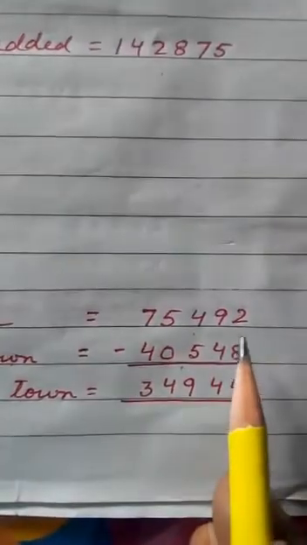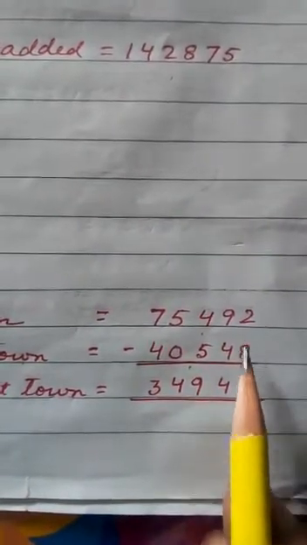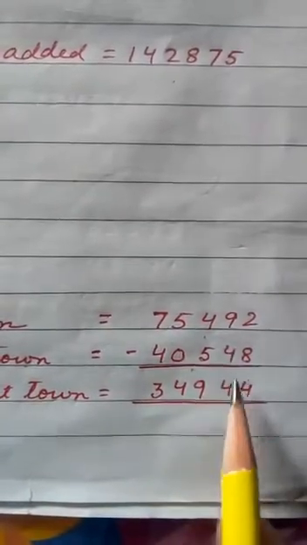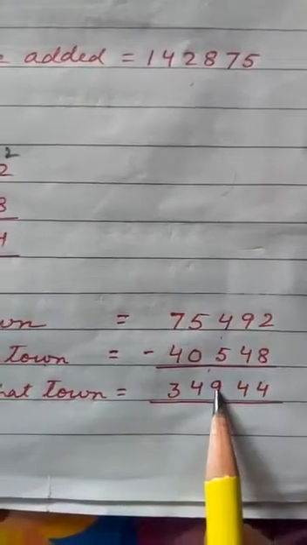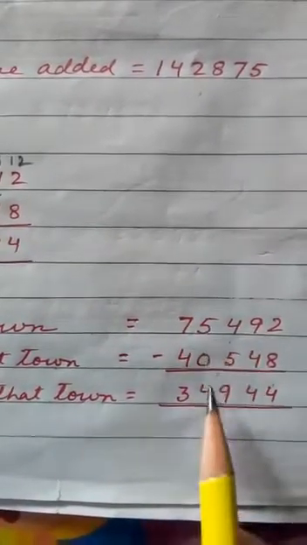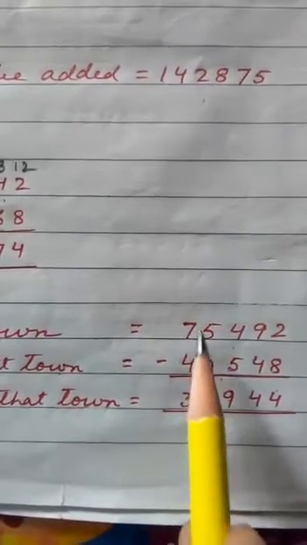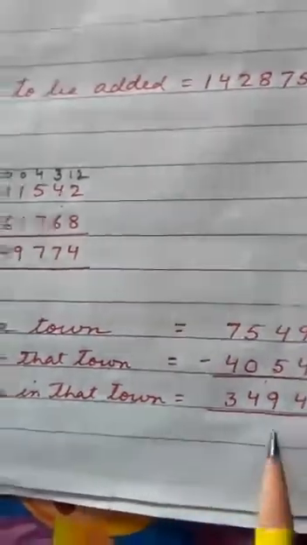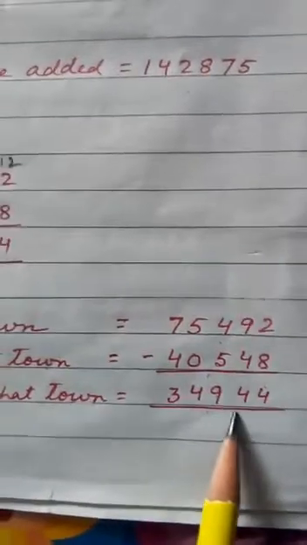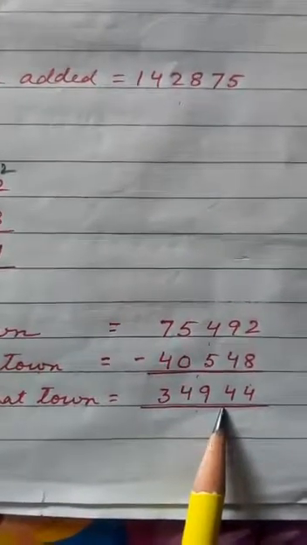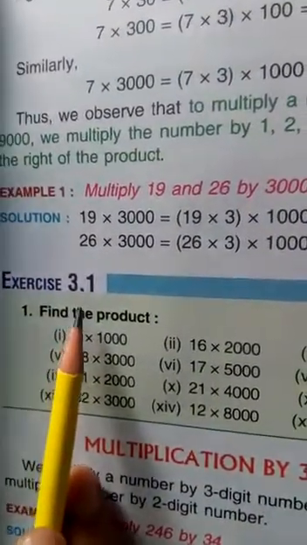Okay, so 2 8 will not go, we will take 1 from here, so it will be 12 minus 8 4, 8 minus 4 4, from 4 5 will not go, we will take 1 from here, so 14 minus 5 9, and here 1 you have taken, so 4 will be here. Okay, so 7 minus 4 3. Understand? So 34,944. So number of females in that town equal to 34,944. Okay, now miscellaneous exercise we will complete. Okay, then next we are having 3.1 multiplication.